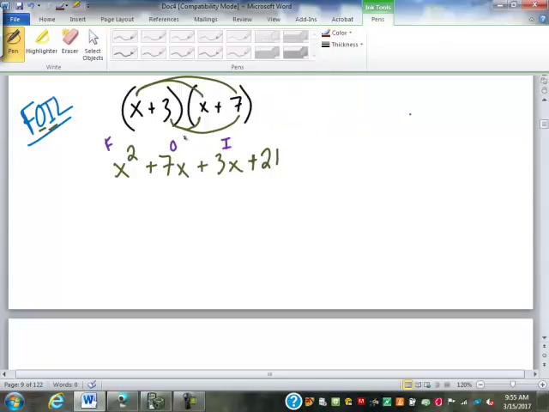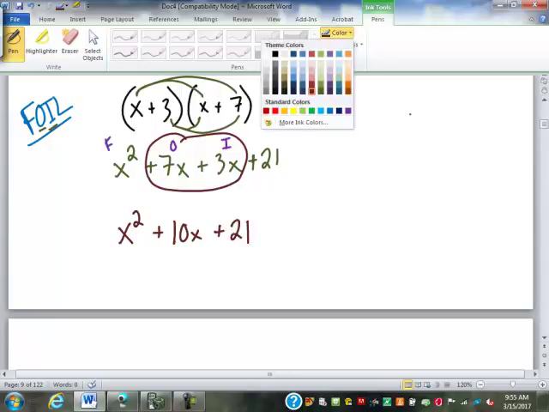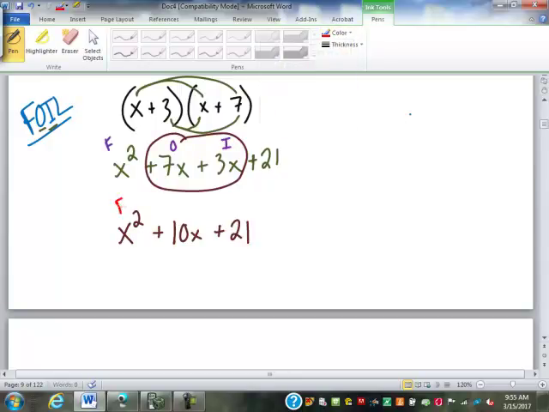Now we do have to combine the 7x and the 3x. So we've got the x squared up here yet. 7x and 3x makes 10x plus 21. Well, if we look at this, the x squared, that's from the F. That's from multiplying the first two digits. The 21 back here, that was from the L, from multiplying the last two digits. The 10x is from the outer and the inner combined.